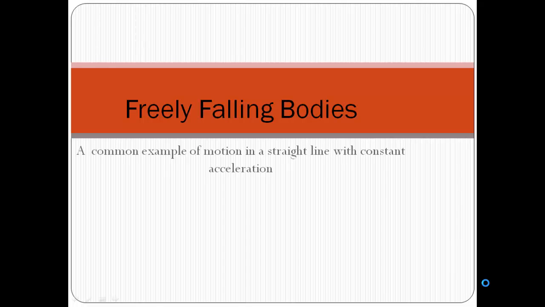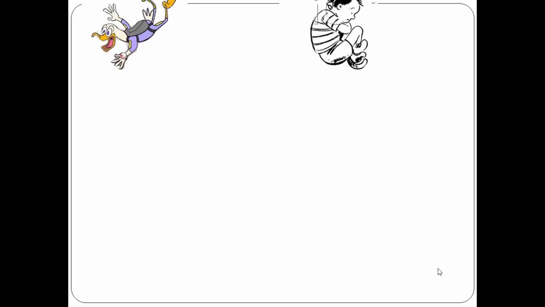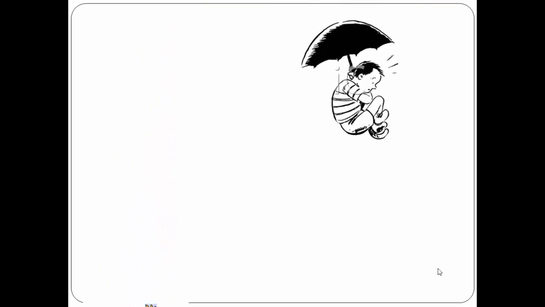Freely falling bodies: a common example of motion in a straight line with constant acceleration. When an object falls under the effect of gravitational acceleration from a height that is negligible compared to the radius of the Earth, the constant acceleration will be equal to gravitational acceleration, that is 9.8 meter per second square. For any two freely falling bodies, neglecting air resistance is important to consider accelerated motion. Otherwise, it cannot be considered as motion with constant acceleration.